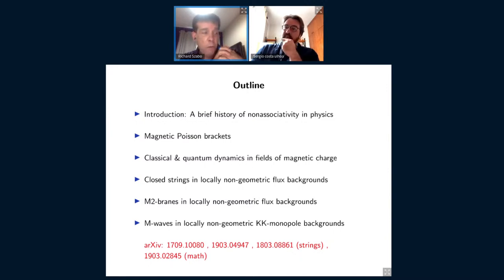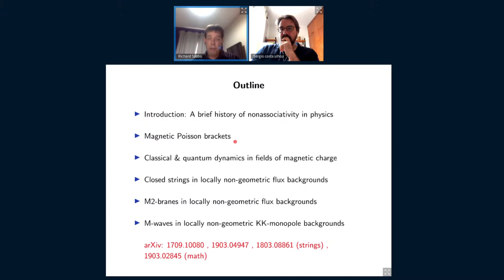So if you can just get over some of the jargon and try to absorb the quantitative and technical highlights. So I'll start off with this historical introduction, and then I'll move on and show you a very, very simple physical model where non-associativity is present. This is concerning the motion of electric charges in backgrounds of magnetic charge distributions.